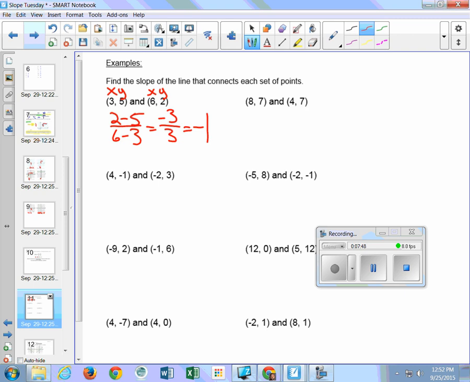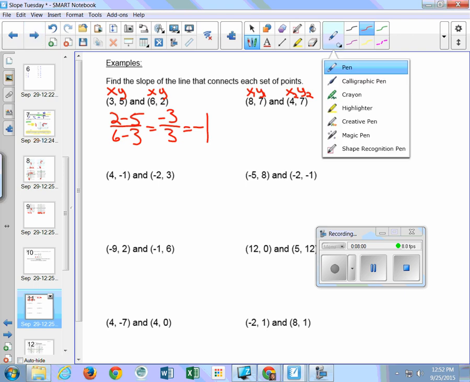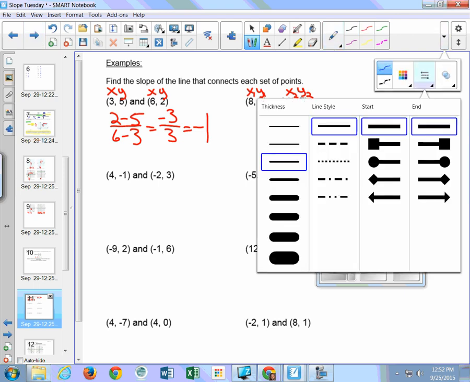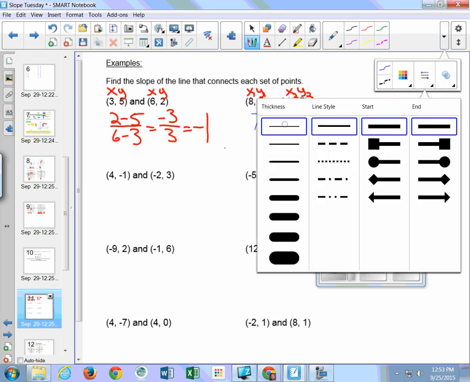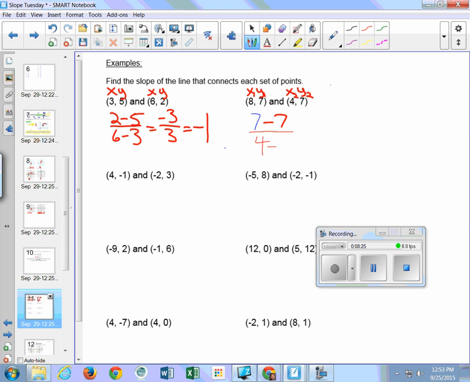Okay, for the next one over, x, y, x, y. Let's go back to C. Alright, so we've got 7 minus 7 over 4 minus 8. 7 minus 7 is 0, and 4 minus 8 is negative 4. Divide 0 by any number, you get 0. So the slope there is 0. That would be a line straight across, a horizontal line.